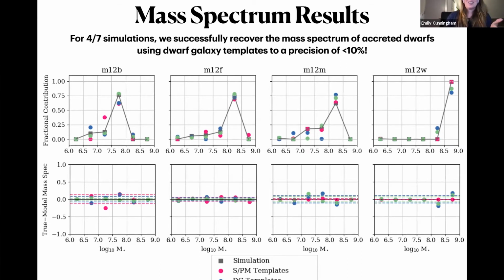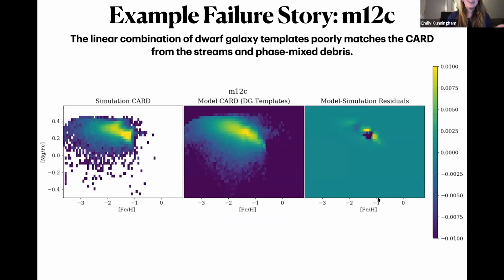However, there are also caveats. So this is my failure story. I always say that's not my failure. It's the failure of the method on the simulations. So here I'm showing you the results for M12C. On the left-hand side, I'm showing you the abundance distribution for M12C, and you might immediately notice that it looks a little odd. It's got this big bright spot here at a metallicity of minus 1.1 and an alpha or magnesium of about 0.25.